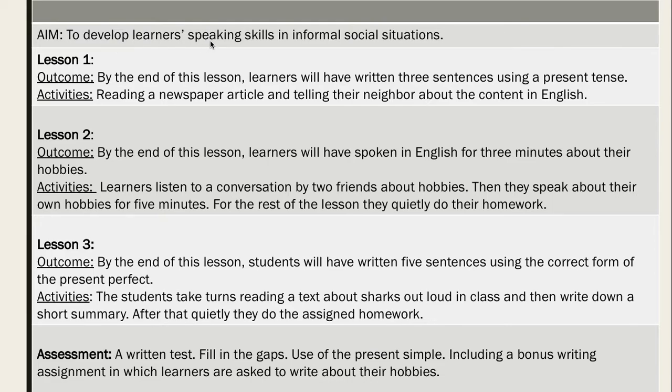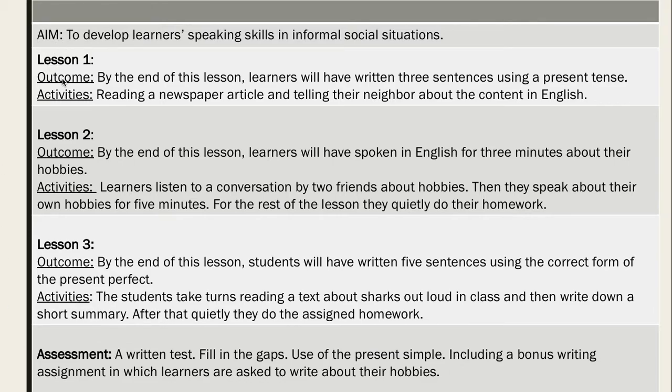Wait, what? Speaking skills. But the test is written. So that makes no sense. Why is our aim to develop speaking skills when they're taking a written test? All right, there's our first example that this is not constructively aligned.